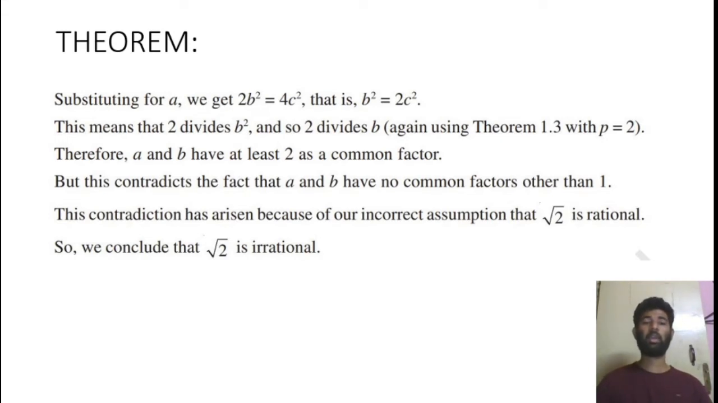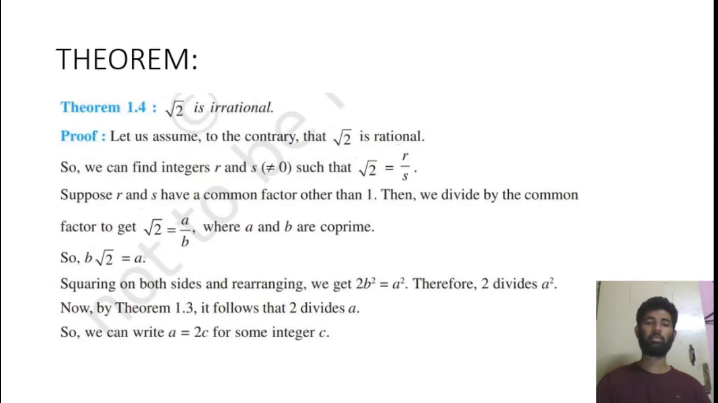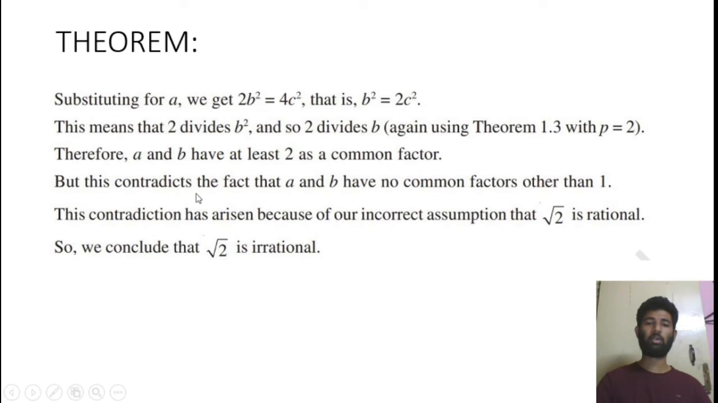Now here a and b have at least 2 as a common factor, but in the previous slide we assumed that a and b are coprime. So how can this be true if a and b are coprime? Coprimes are numbers which only have 1 as a common factor, but here 2 is also a common factor, so this contradiction comes. This contradiction has come because we assumed that root 2 was rational, which is clearly incorrect. So we conclude that root 2 is an irrational number.